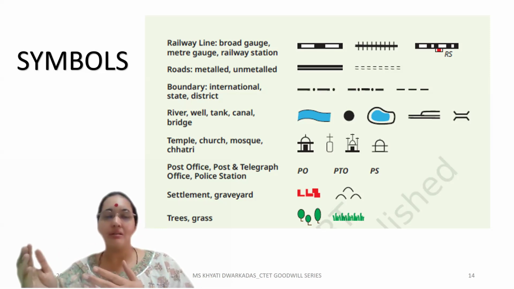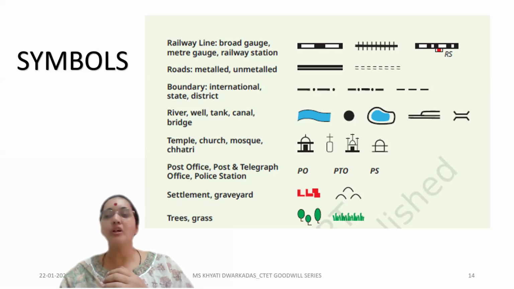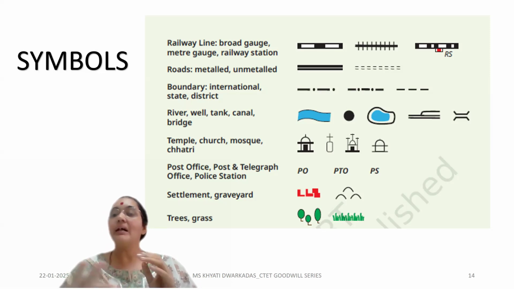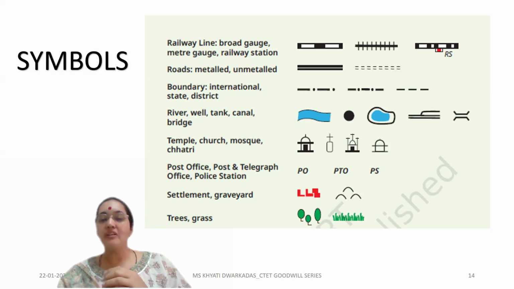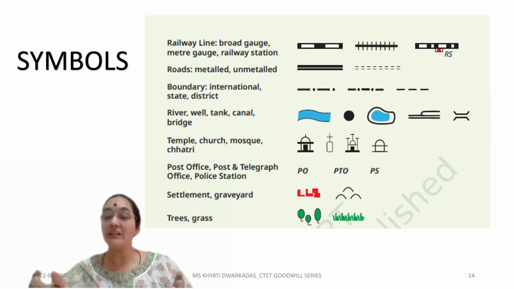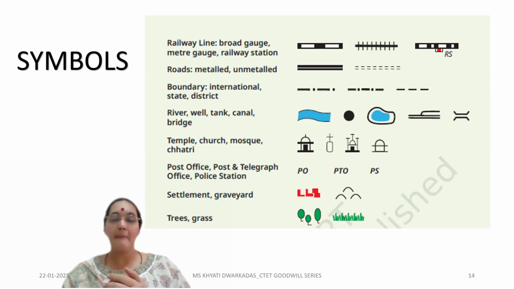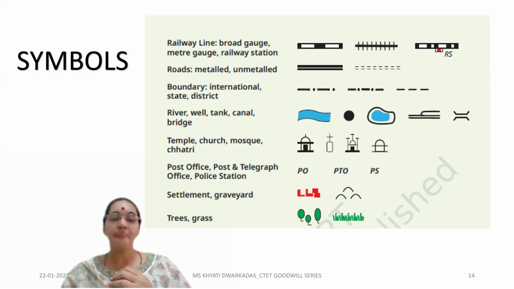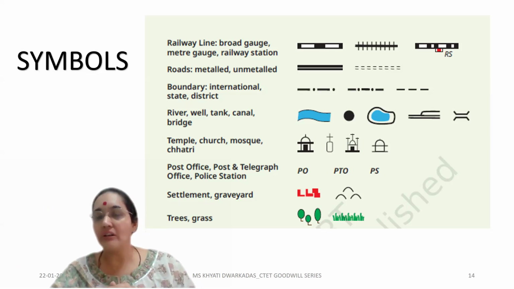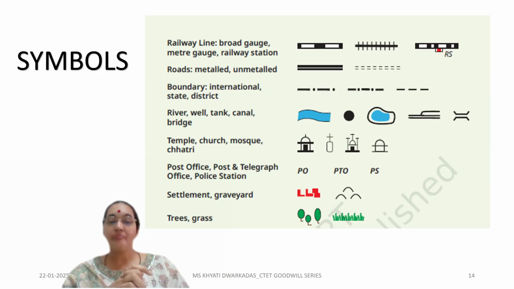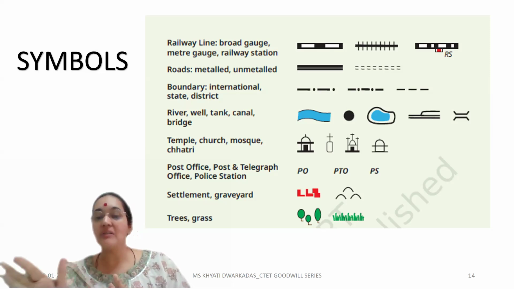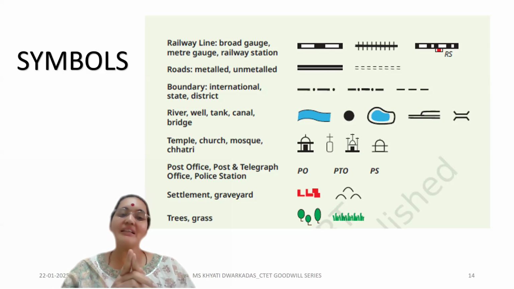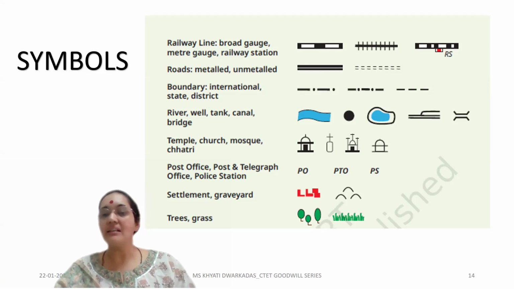Temple, church, mosque, chhatri, which you would normally find in Rajasthan, would be marked this way. A post office or a post and telegraph office or a police station would be written with alphabet. A graveyard would have those three upturned U's. And a settlement would be these red dots, the red squares that you can see. Trees would be these and grass would be green. So these are basically called conventional signs, and across the world they are universally accepted.